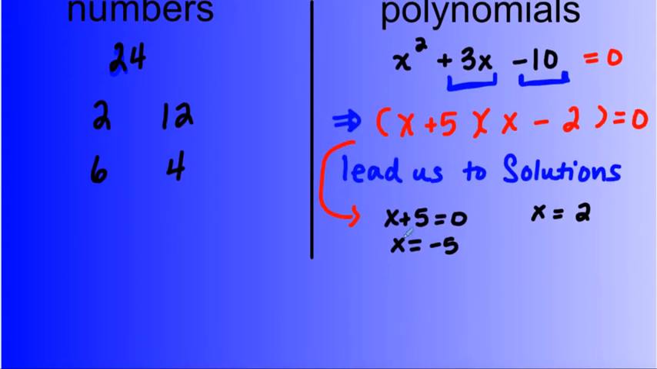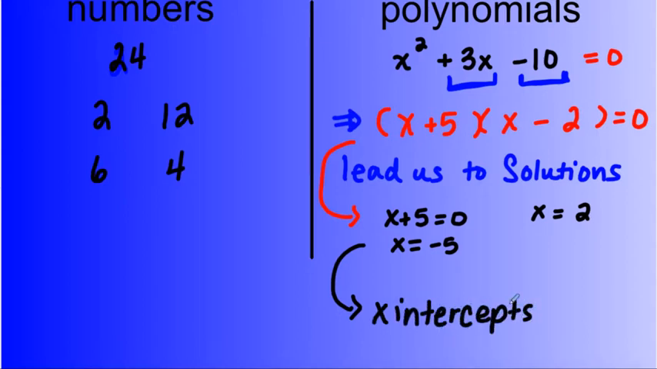Those solutions represent the x-intercepts. Remember, when we're finding solutions of a polynomial, we're finding the zeros, the roots, the x-intercepts. So in this case, negative 5, 0 is an x-intercept, and 2, 0 is an x-intercept. So I want you to look at the relationship between those solutions or x-intercepts and the factors. This one's negative 5, but the factor is x plus 5. This one's 2, but the factor is x minus 2.